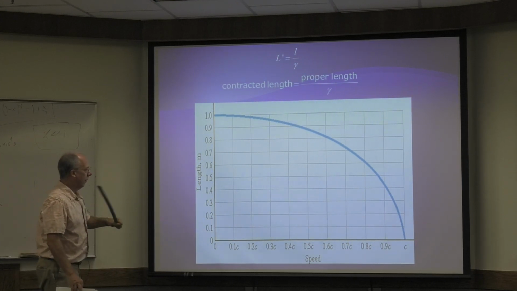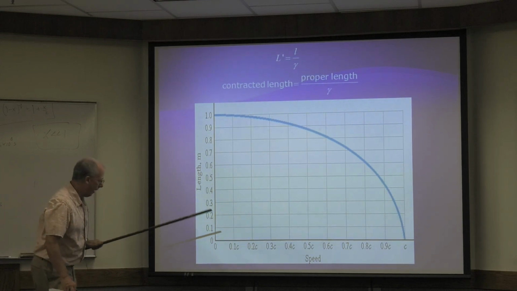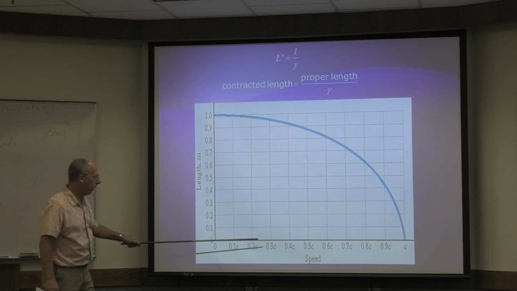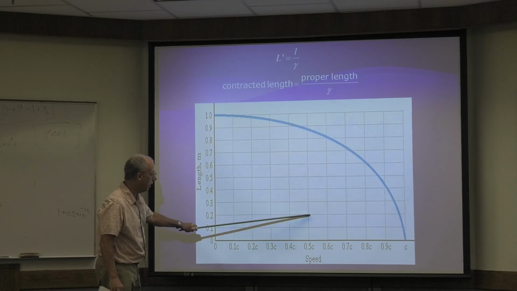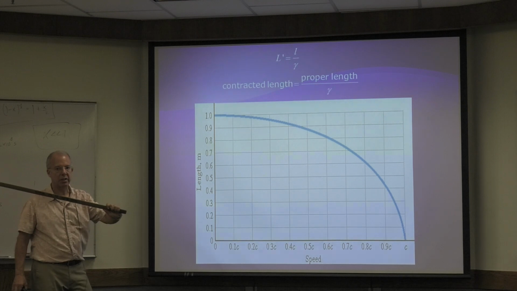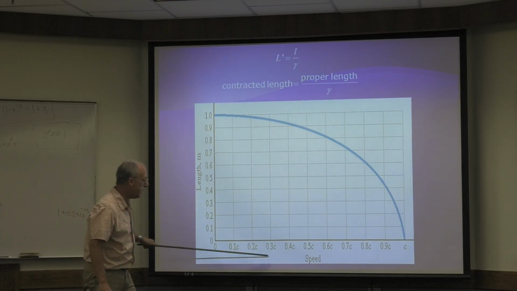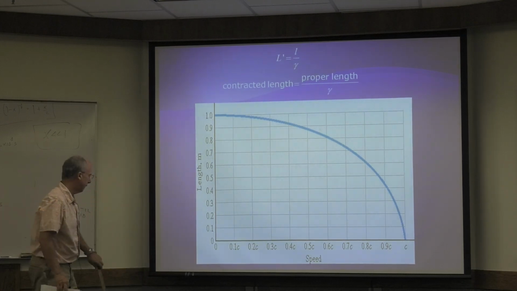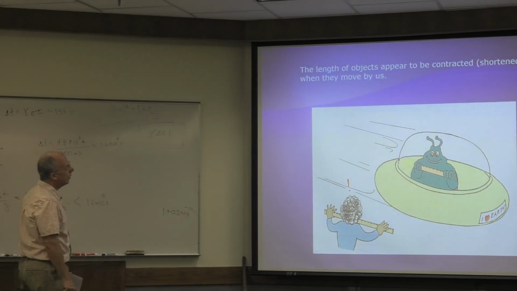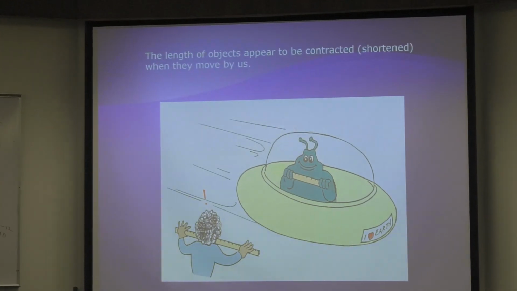So I have a meter stick, right? And if I'm standing stationary and you measure the length, you're going to get a meter. However, if I run at 0.5 c, you would actually measure the length of the meter stick to be like 0.86 meters or something like that. So the length depends on the speed of the reference frame. So the length of objects appear to be contracted, shortened when they move by us.